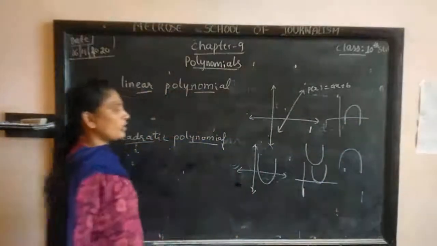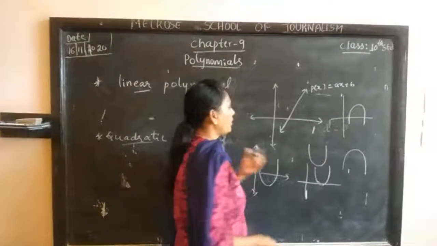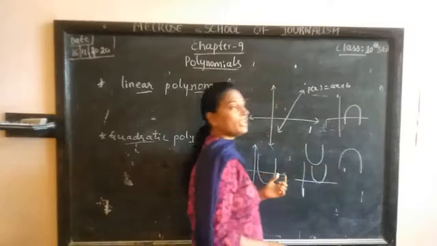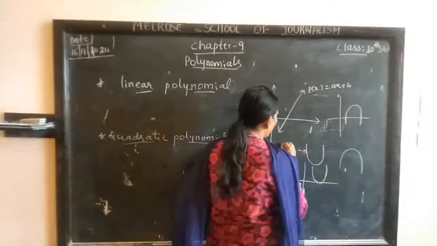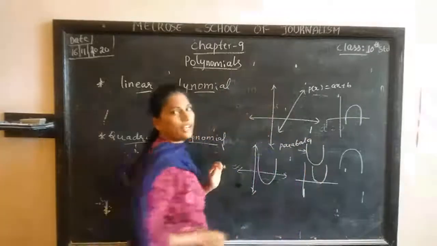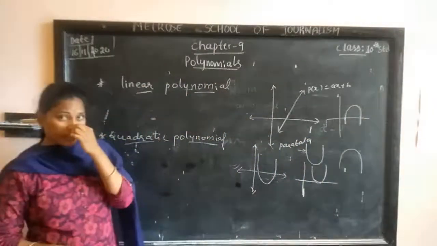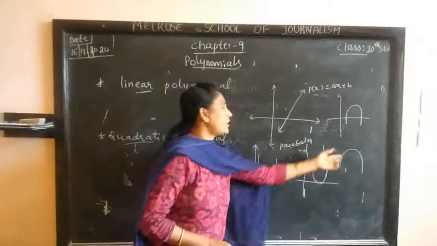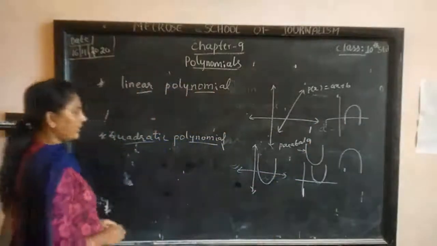So the parabola is the shape of the quadratic polynomial, it will be like this only. What is it called? Parabola. So if you try to plot a quadratic polynomial on the graph, you will get a shape like this, a parabola. Clear?